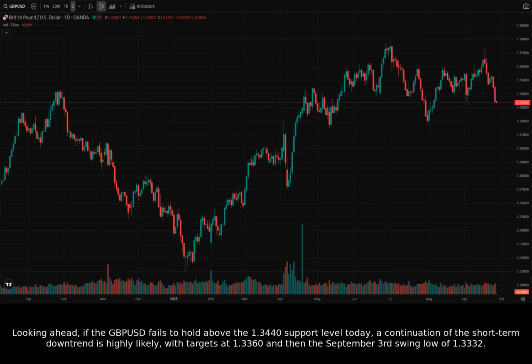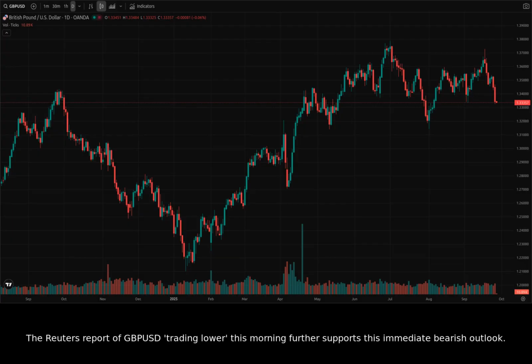Looking ahead, if the GBPUSD fails to hold above the 1.3440 support level today, a continuation of the short-term downtrend is highly likely, with targets at 1.3360 and then the September 3rd swing low of 1.3332. The Reuters report of GBPUSD trading lower this morning further supports this immediate bearish outlook.